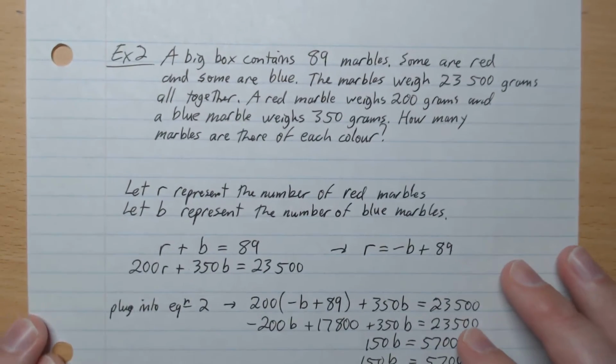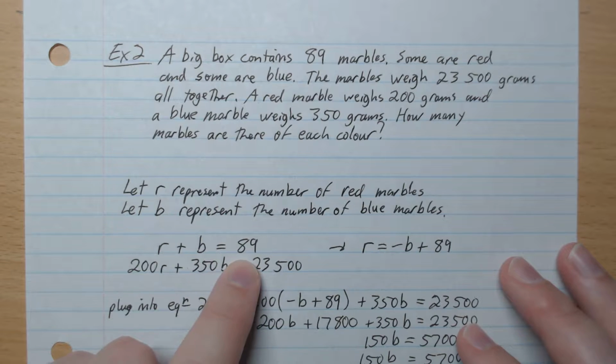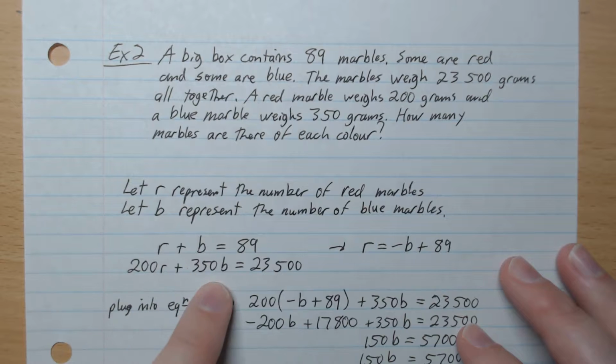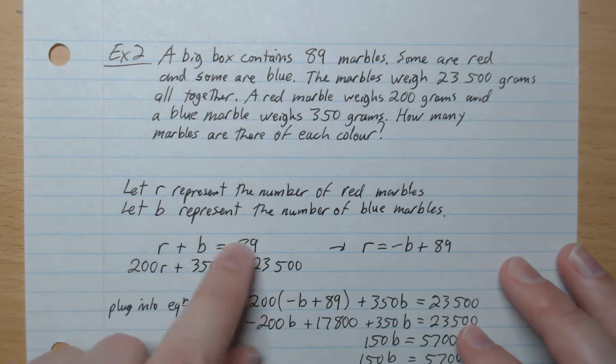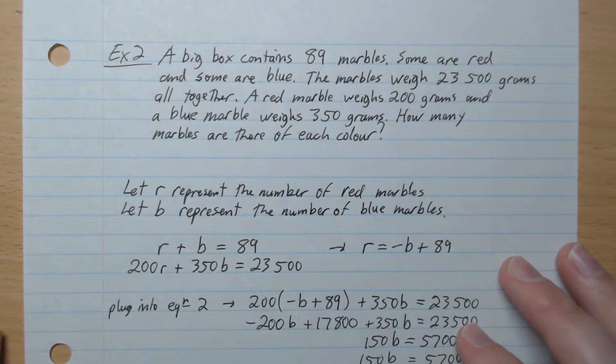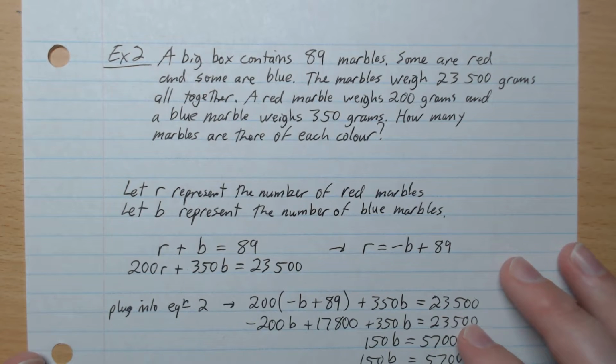And so we know from our problem that the big box contains 89, so r plus b equals 89. And then the next equation has to do with the weight. 200 for the red, so 200 times r, and 350 grams for the blue. For every blue it's 350, so it's times b like that. And this sum must be 23,500 like that. And so here is our system of linear equations.